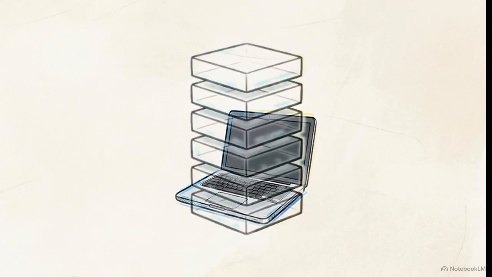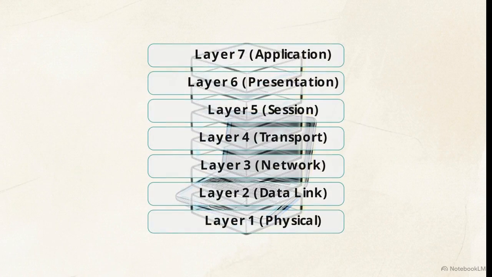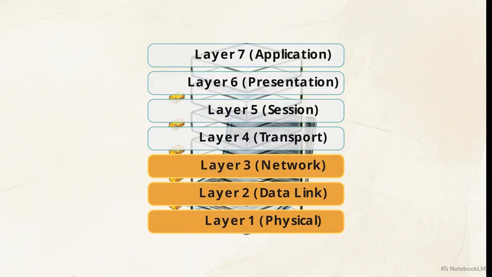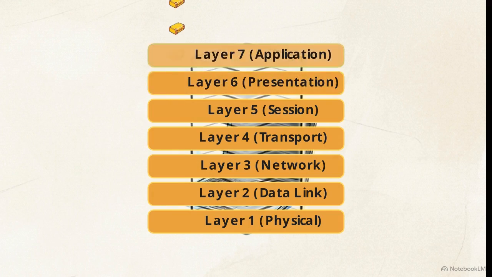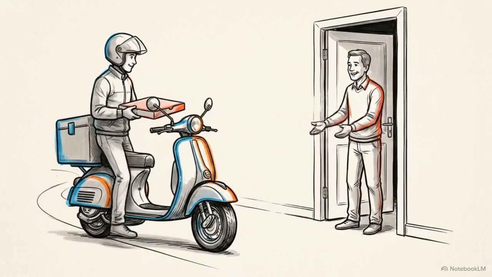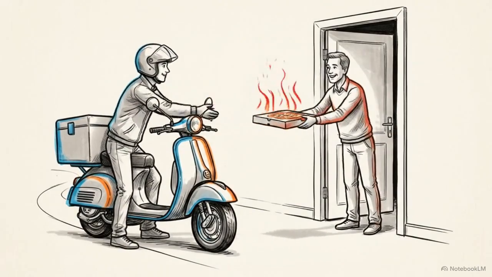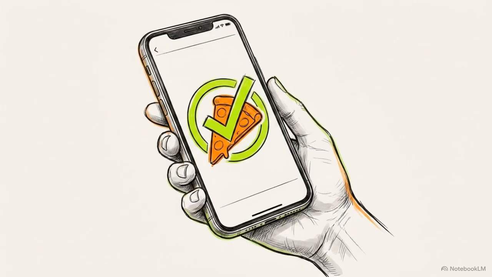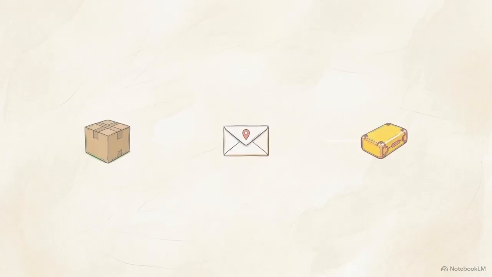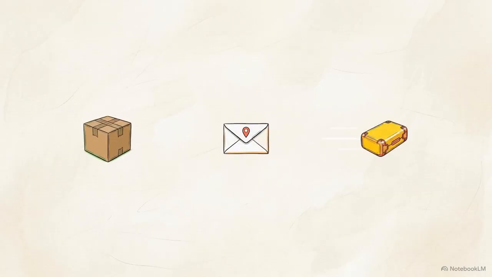When that data arrives at its destination, the entire process simply runs in reverse. It starts at the bottom, coming through the physical cable, and climbs back up the layers to display on your screen. The scooter parks, the driver walks to your door, you take the individual slices out of the box, and your app updates to say delivered. The internet is built on a highly predictable set of rules for packaging, addressing, and moving information.